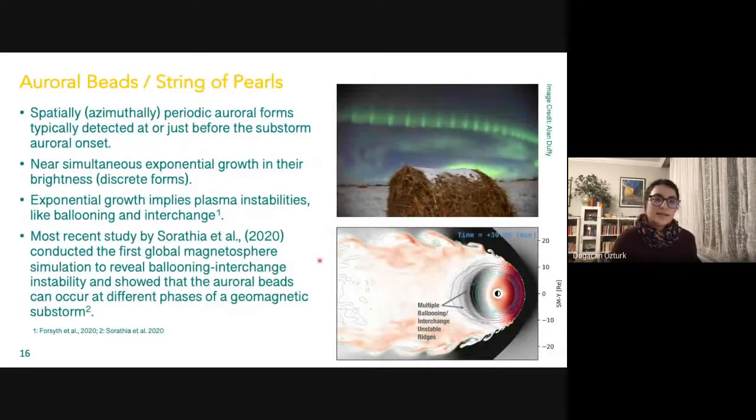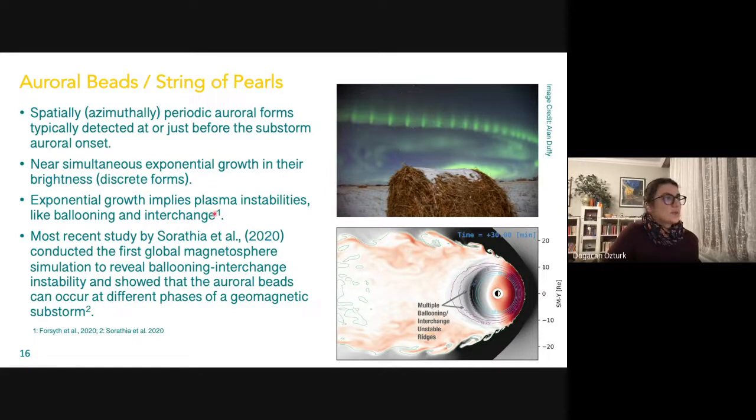And the last type of mesoscale aurora that I want to talk about is the auroral beads, or the string of pearls formation aurora. These are spatially periodic auroral forms, mostly in the azimuthal direction. You can see that they are brighter. So as opposed to the omega aurora, these are thought to be discrete aurora types, and they have near simultaneous exponential growth in their brightness, which again supports that they are discrete forms.